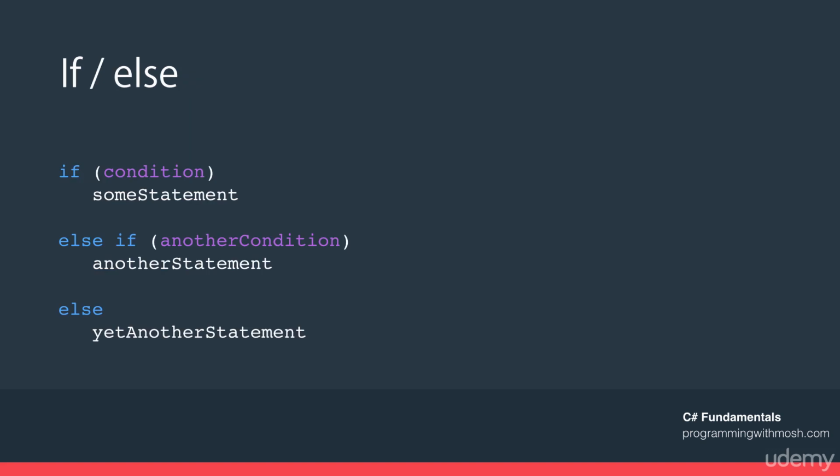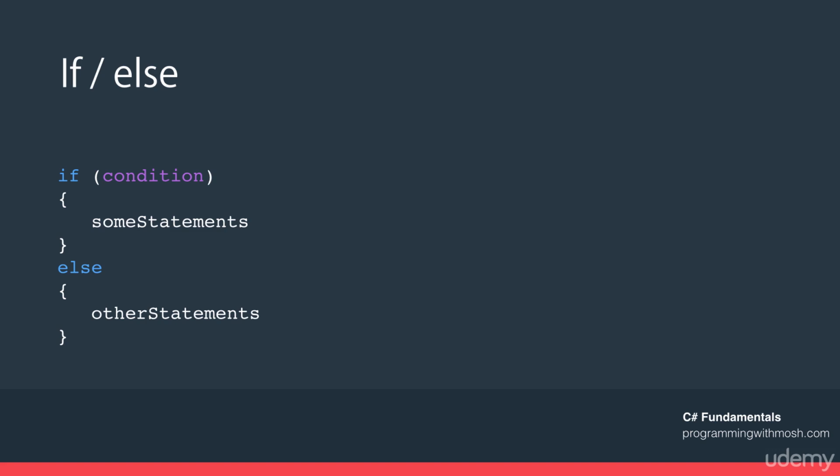Here's the basic structure of if statements. With if, we always have a condition, which is enclosed in parentheses, followed by a statement that will be executed if the condition is true. We can optionally have an else if with another condition, and again another statement that will be executed if the condition is true. And optionally, we can have an else statement. So if none of the earlier conditions is true, then this piece of code will be executed.